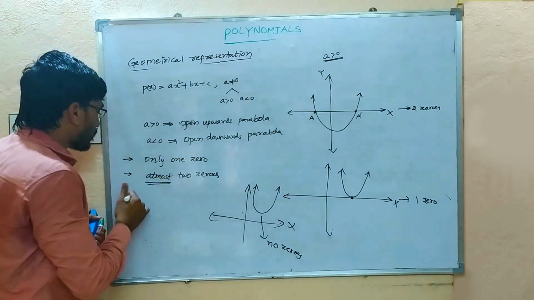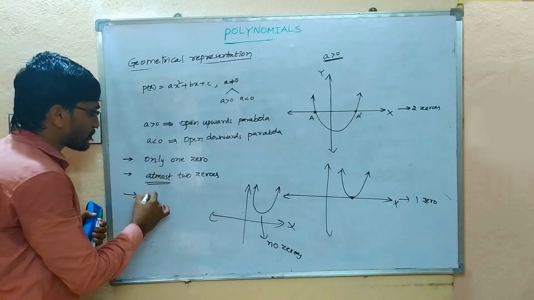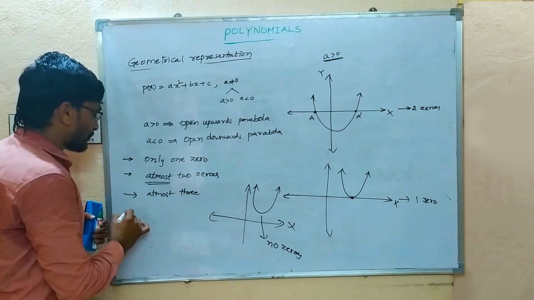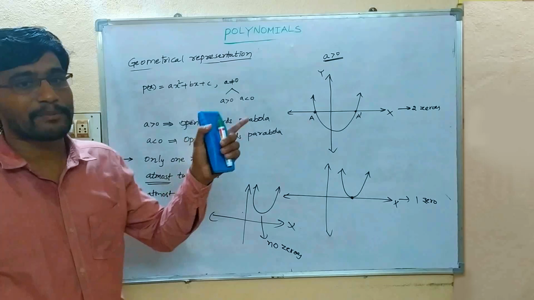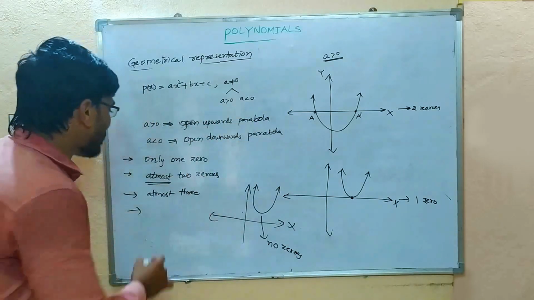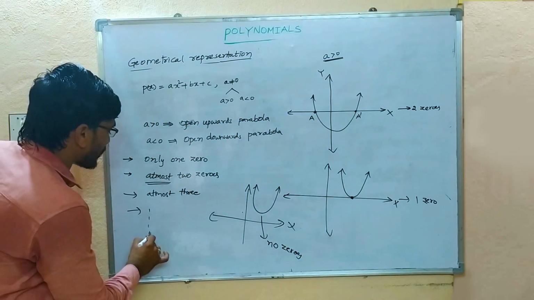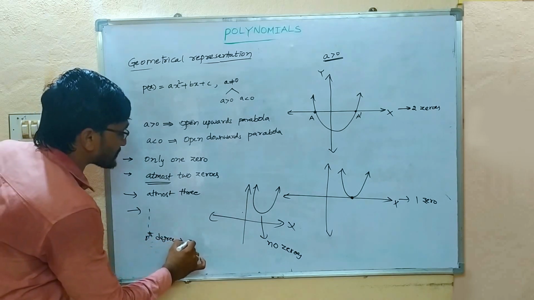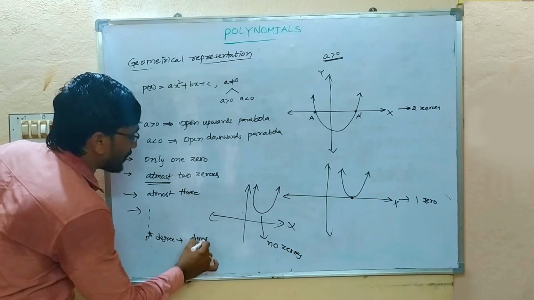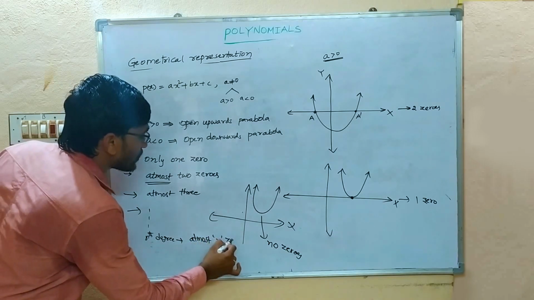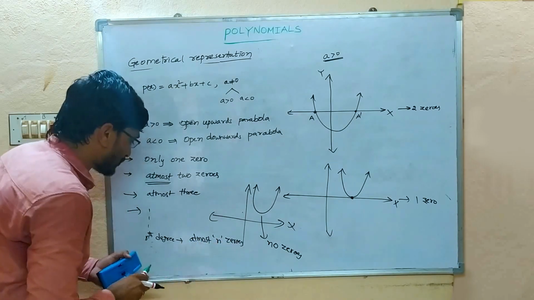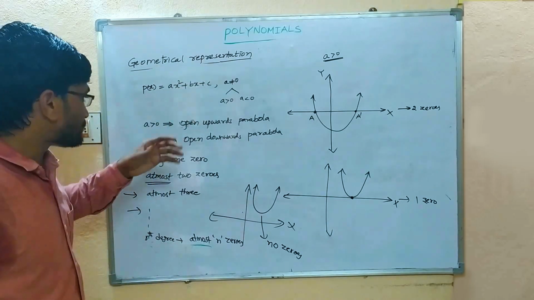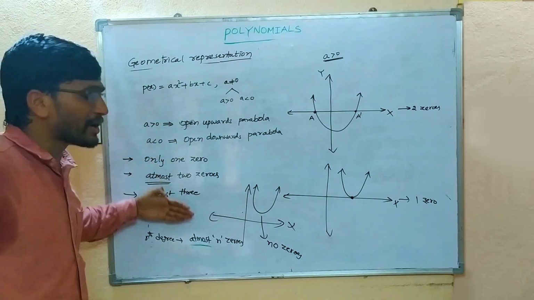Like that, how many zeros does a cubic polynomial have? At most three zeros. A biquadratic polynomial has at most four zeros. How many zeros does an nth degree polynomial have? An nth degree polynomial has at most n zeros. This phrase 'at most' is very important. So this is about the number of zeros of a polynomial.